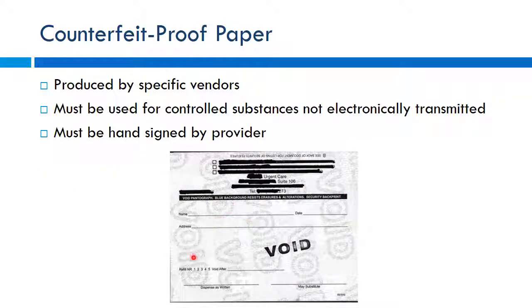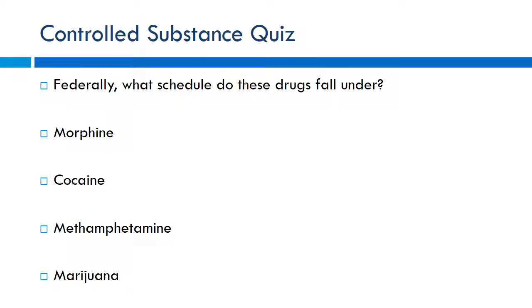Again, here's an example of that counterfeit-proof paper. It would be very obvious if someone has copied this and is trying to take it to multiple pharmacies. We would see that and say, no go, we're not going to fill that. That's our prerogative.